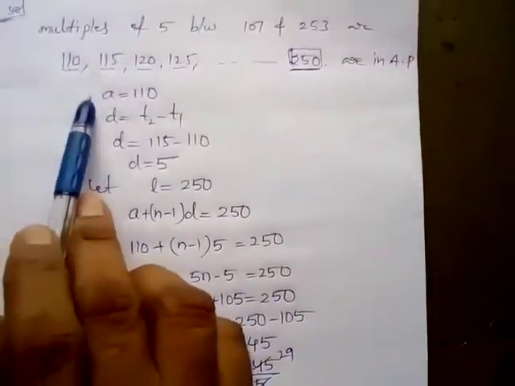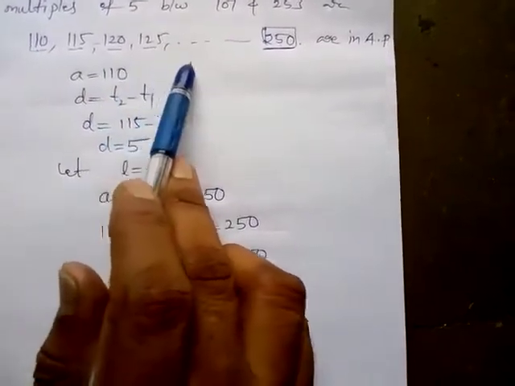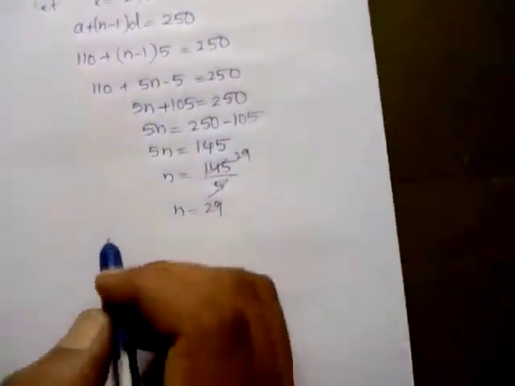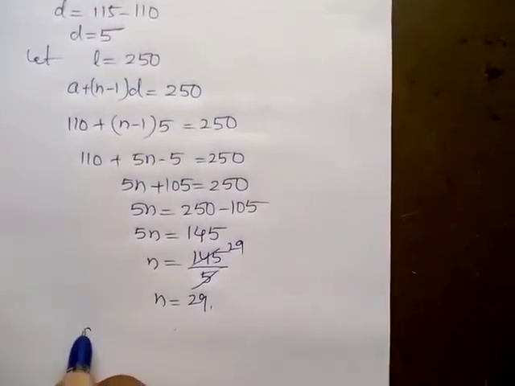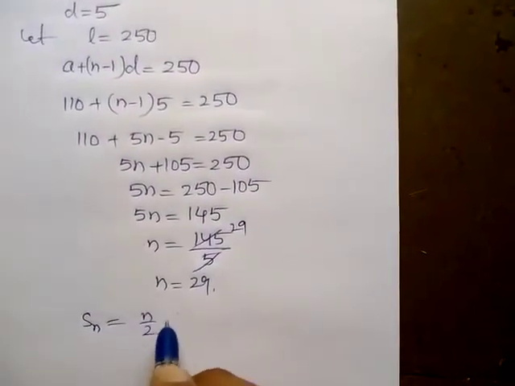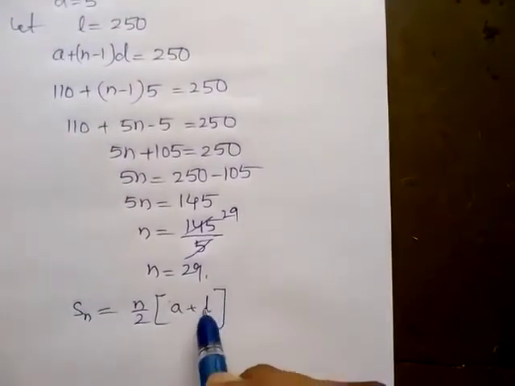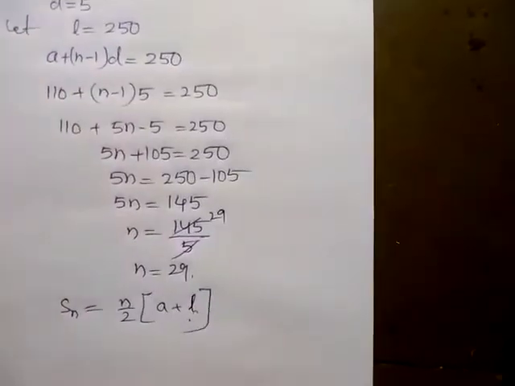So 110, 115, 120, 125 like that, this is the 29th term. So the sum of 29 terms: Sn is equal to n by 2 of (A plus L). Apply this formula. Why? Because L is the last term, and we already know the L value.